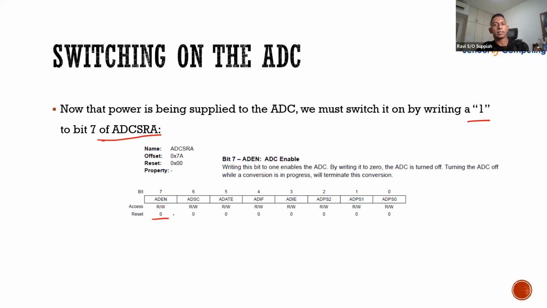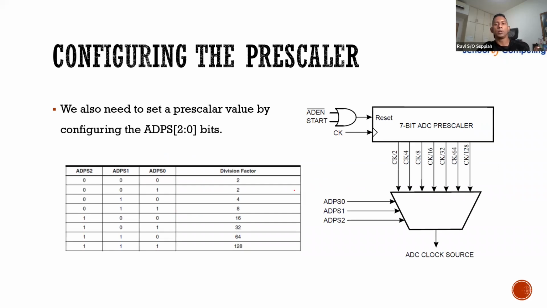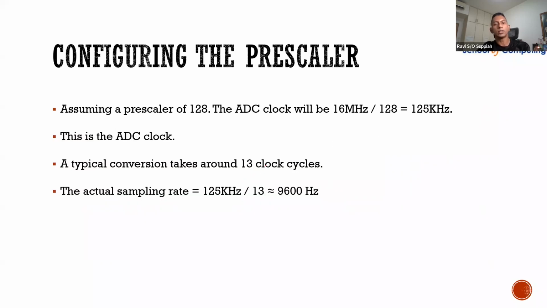The next step, after you switch on the ADC, is to set the prescaler. The prescaler is basically to determine the clock rate that is supplied to the ADC module. We have the main clock, which is the 16 megahertz clock, and we can pass that 16 megahertz clock through a prescaler. Which prescaler we select depends on the settings over here. These 3 bits, ADPS2 to 0, will determine the prescale clock that we use for the ADC module.